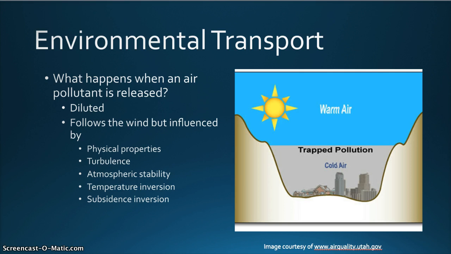Subsidence inversions are associated with marine high pressure systems, and a good example of this condition is the southern coast of California. The predominant summertime situation contributes to the constant haze and tends to trap pollutants, causing smog.